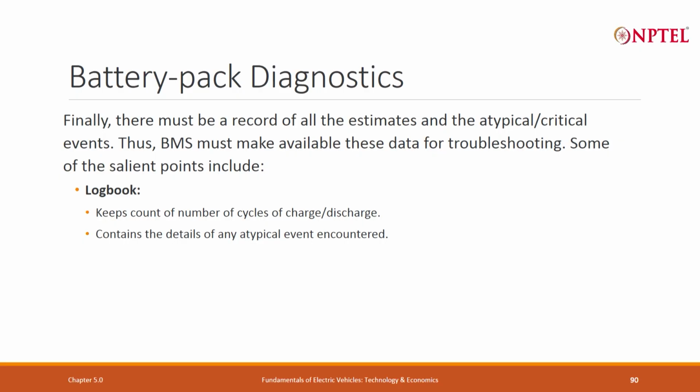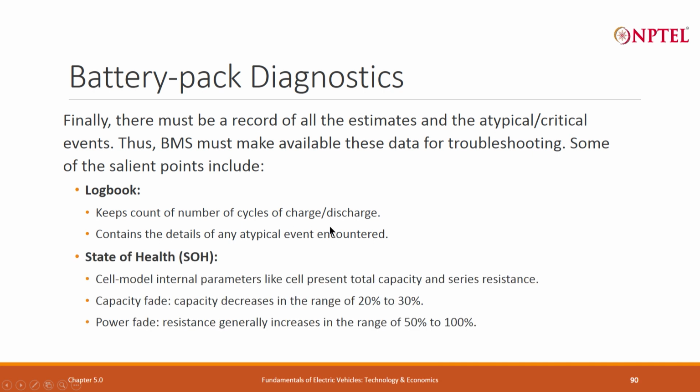And where does it write down all the events? In a logbook. It keeps count of the number of charge and discharge cycles, and contains the details of all atypical or safety events, and this helps to determine the state of health. You have already made a model, and based upon that model you feed in all these values, atypical events, temperature conditions, voltage conditions, usage conditions, and then finally you estimate SOH.